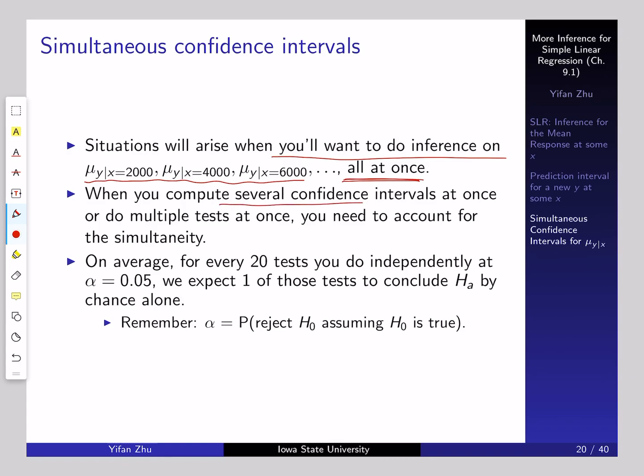And when you compute several confidence intervals at once or do multiple tests at once, so when you do inference for a lot of parameters at once, you will need to account for the simultaneity. So what is this simultaneity? Here is an example. On average, if you do 20 tests at the same time and you do it independently, and each test has a significance level alpha equals 0.05, we will expect one of those tests to reject H0 and conclude HA by chance. Why? Because alpha is just the type 1 error. The type 1 error is when you reject H0, assuming H0 is true.